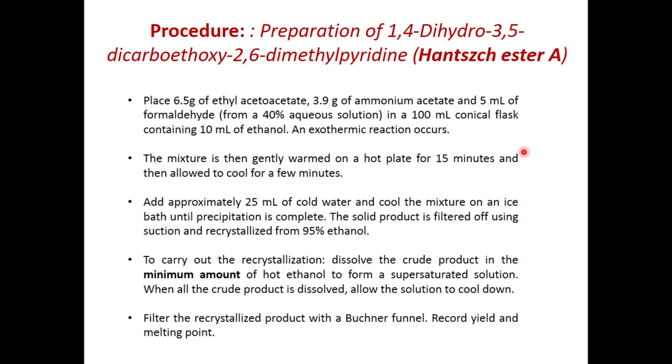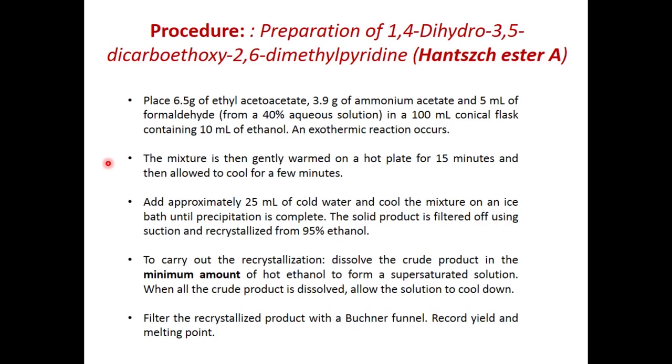So the procedure in this experiment for the preparation of our 1,4-dihydropyridine. First of all, we're going to place 6.5 grams of ethyl acetoacetate, 3.9 grams of ammonium acetate, and 5 ml of formaldehyde from a 40% aqueous solution of formaldehyde in a 100 ml round conical flask that contains 10 ml of ethanol. And what we'll see then is an exothermic reaction occurring. That means it gives off some heat.